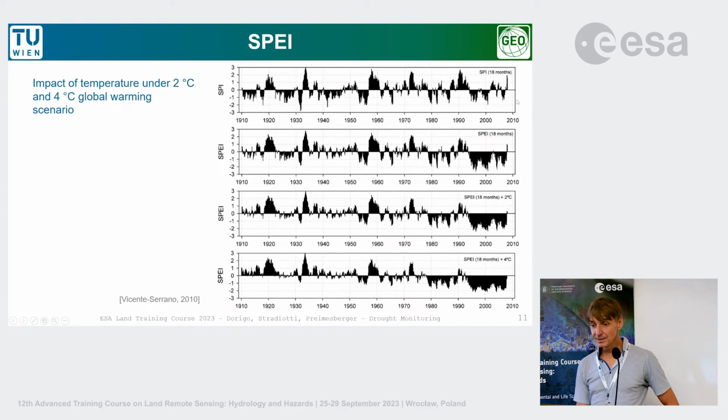So yes, the SPI here at the top, with an 18-month integration time. The SPEI for normal conditions, current conditions, in the second row. And then there are the scenarios of increasing the temperature, so increasing the potential evaporation, at the bottom. And you see that the drought periods, so all the negative periods, get much more intense and long lasting. So there's less recovery if you increase the temperature by 2 degrees or 4 degrees. So if you increase the potential evaporation.